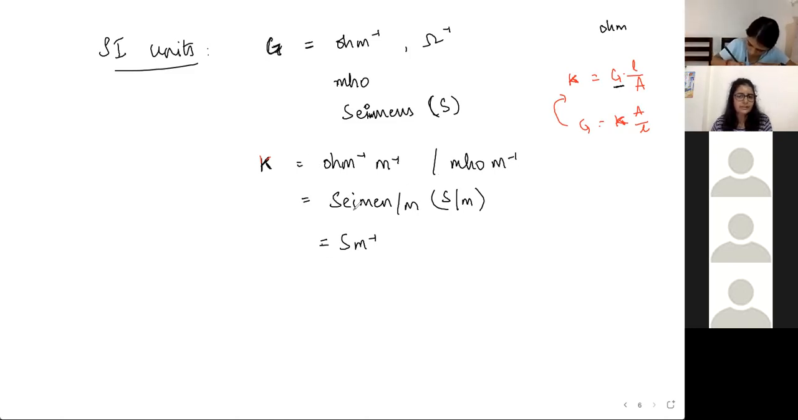There's a conversion factor also. You can use either meter or centimeter, depending on the situation and context. So here you need to be a little careful with the units.